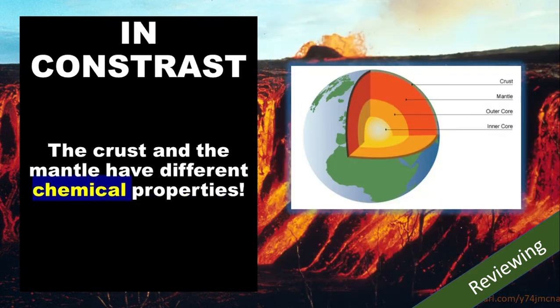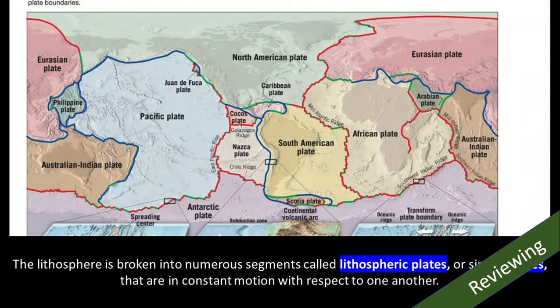That's in contrast, though, to the way we talked about the Earth when we were saying things like crust, mantle, and core. Those are different chemical properties. The crust is mostly made of silicates, things like that. The core is going to have lots of heavy metals and so on. They have different chemical properties.